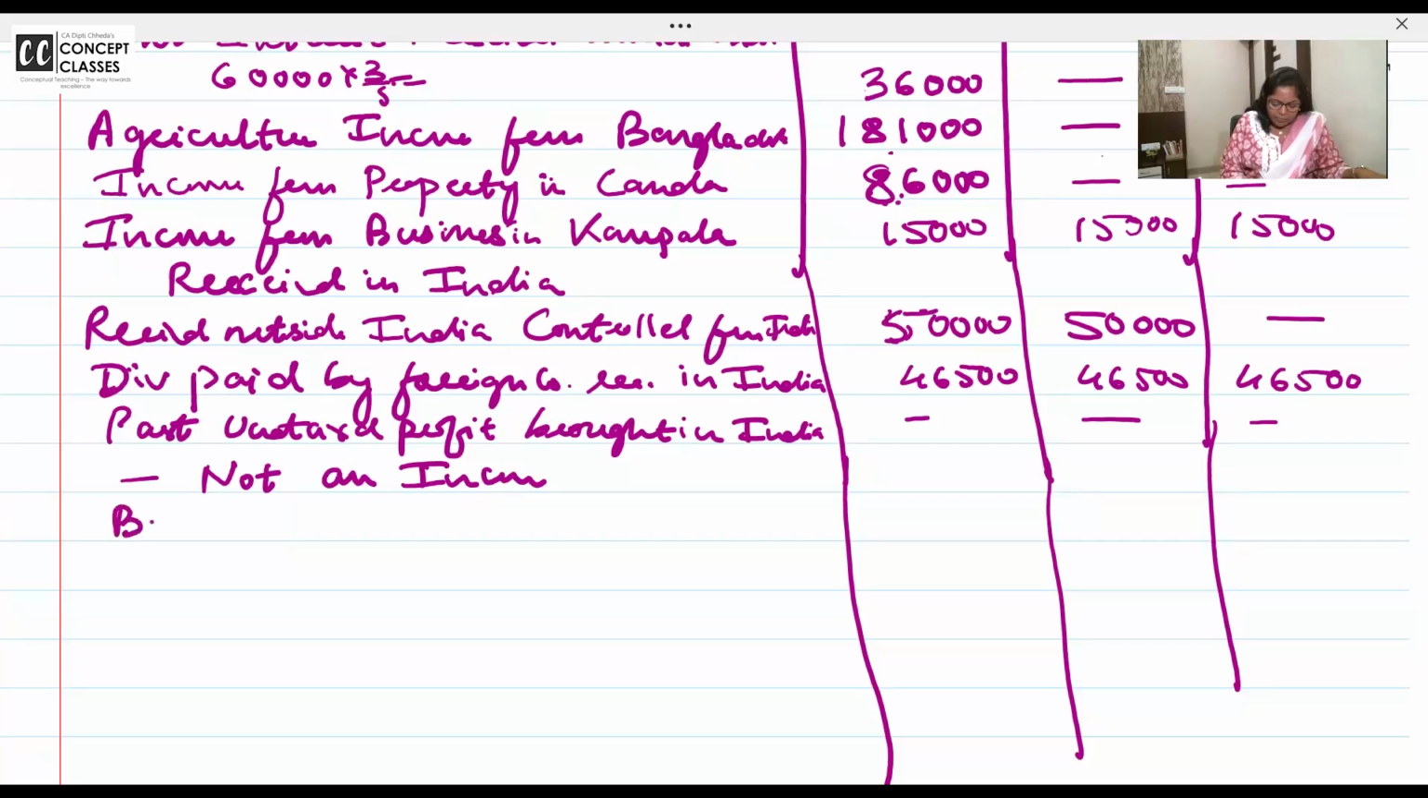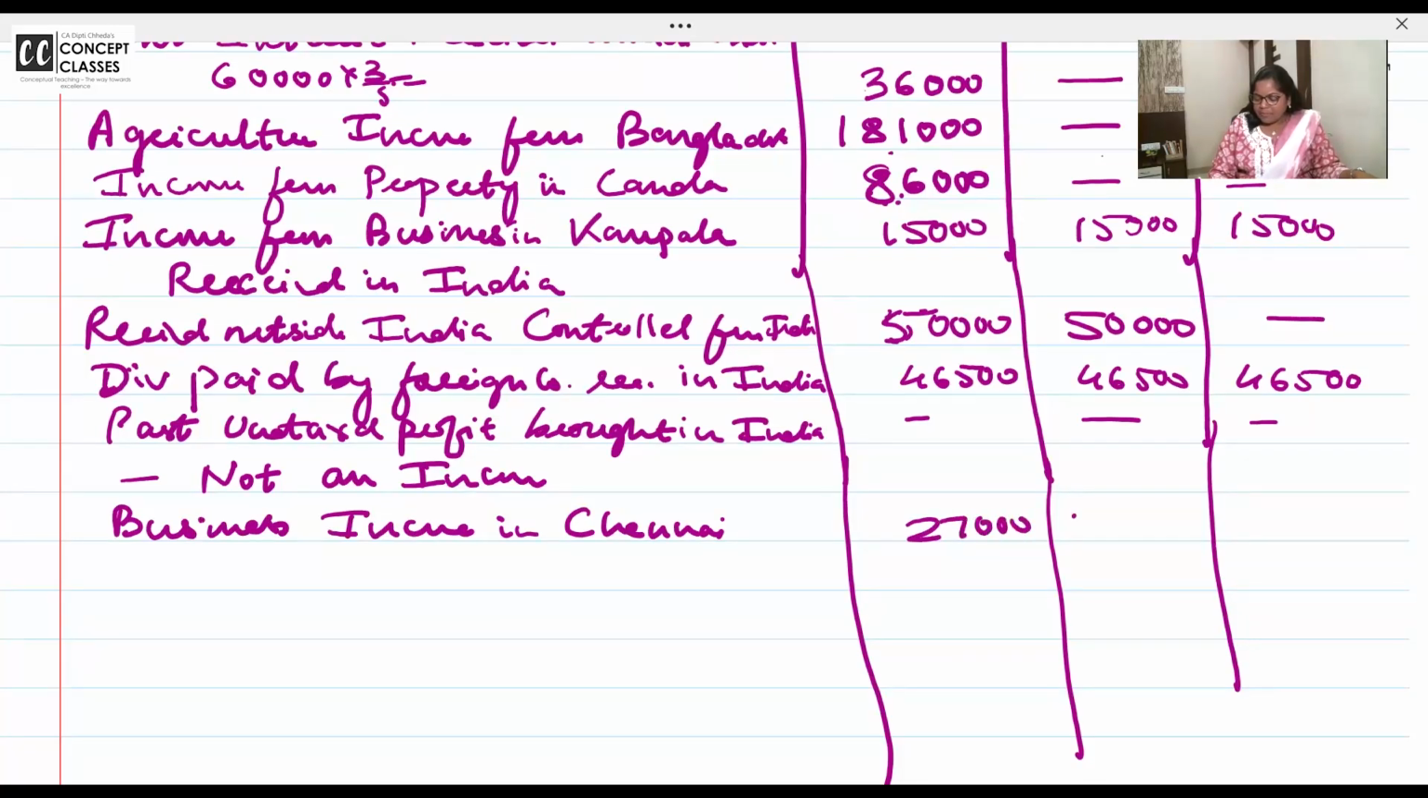Now, business income in Chennai. Business income is in Chennai, but it is managed from outside India. No problem. But business is in Chennai, no? As an NRI, you are receiving income from Chennai, you have to pay tax here.